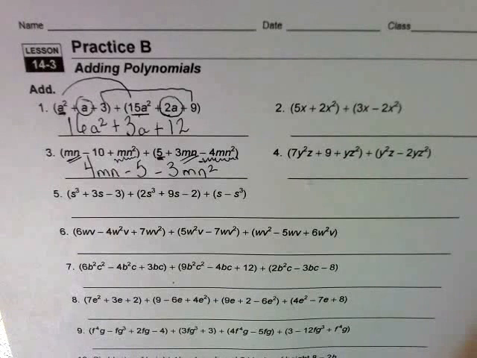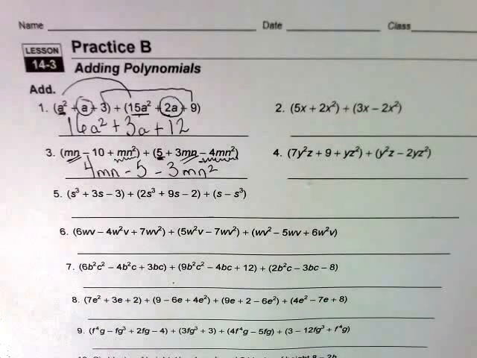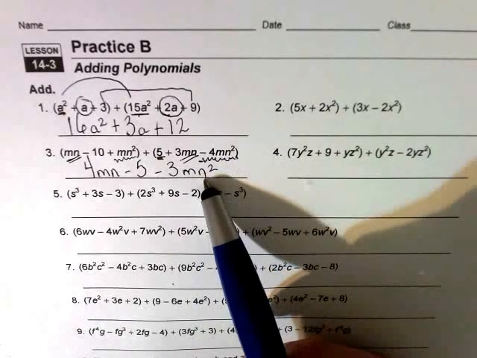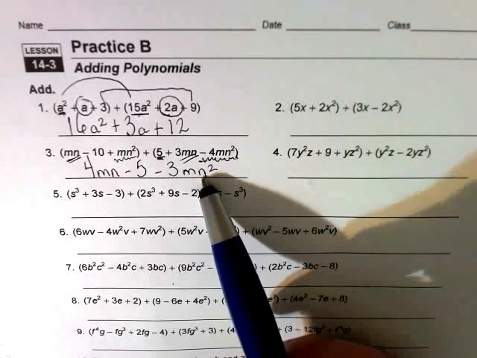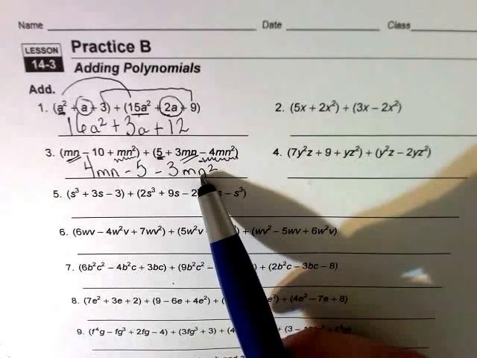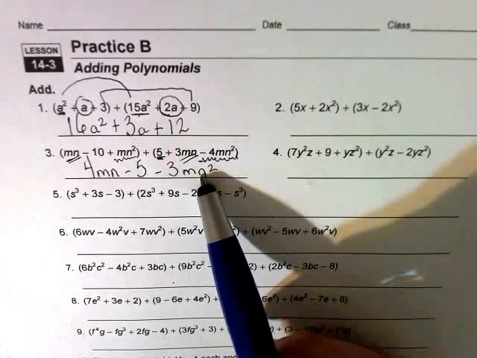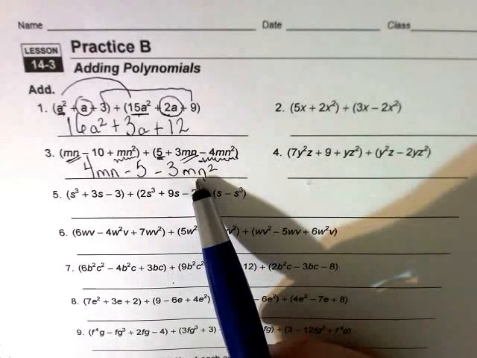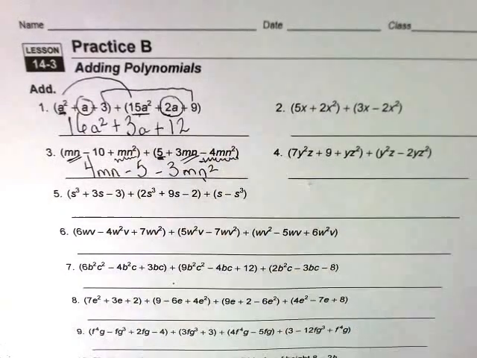So mn minus 10 plus mn squared plus the second polynomial 5 plus 3mn minus 4mn squared simplifies to 4mn minus 5 minus 3mn squared. And again, those can be in any order. If you wrote the negative 3mn squared first, that's fine. It does not dictate here in the directions that they have to be written in standard form or descending order. It doesn't say anything about that. So whichever order you write it in, as long as you have these parts with the correct signs, you're going to be okay.